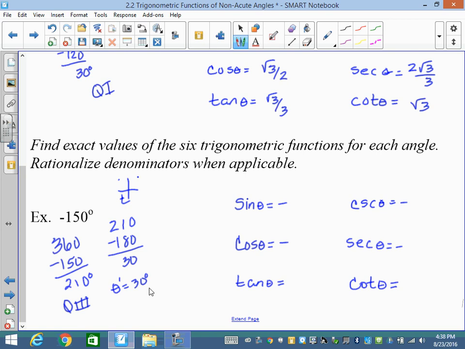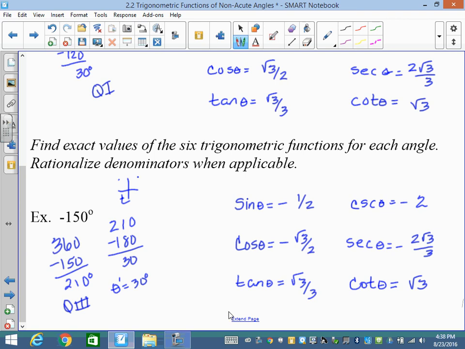And we're at 30 degrees, so sine at 30 is 1/2. That gives cosecant a value of 2. Cosine is radical 3 over 2, so secant gets 2 radical 3 over 3. Tangent is radical 3 over 3, and cotangent is radical 3. How did you guys do?